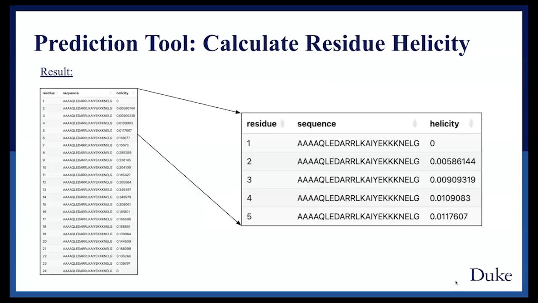The second function of this tool is the ability to calculate residue helicity. That means that instead of calculating the helicity of the entire polypeptide sequence, this function goes through every single residue, every single amino acid of the sequence, and calculates the helicity at every single point. The diagram on the right is a zoomed in version of the data frame on the left. The residue column refers to the indices of the residues, and the helicity column contains the helicity percentages of the corresponding amino acids.